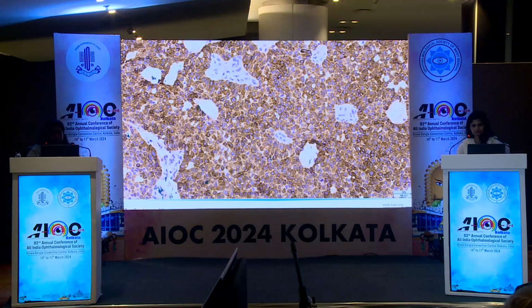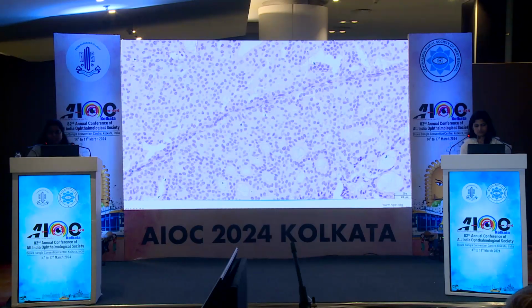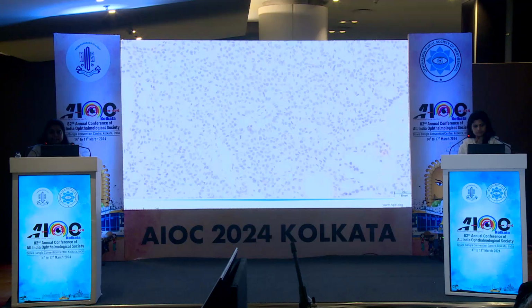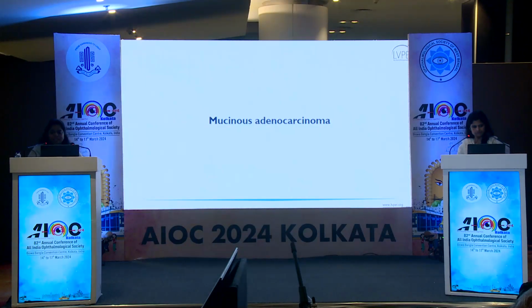On immunohistochemistry, these cells showed strong and diffuse positivity for pancytokeratin, EMA, and CK7, whereas CK20 was negative. We also ran a panel for endocrine markers: NSE was negative, and chromogranin and synaptophysin were also negative. Ki67 was around 15 to 20% at focal areas. So we diagnosed this as mucinous adenocarcinoma.